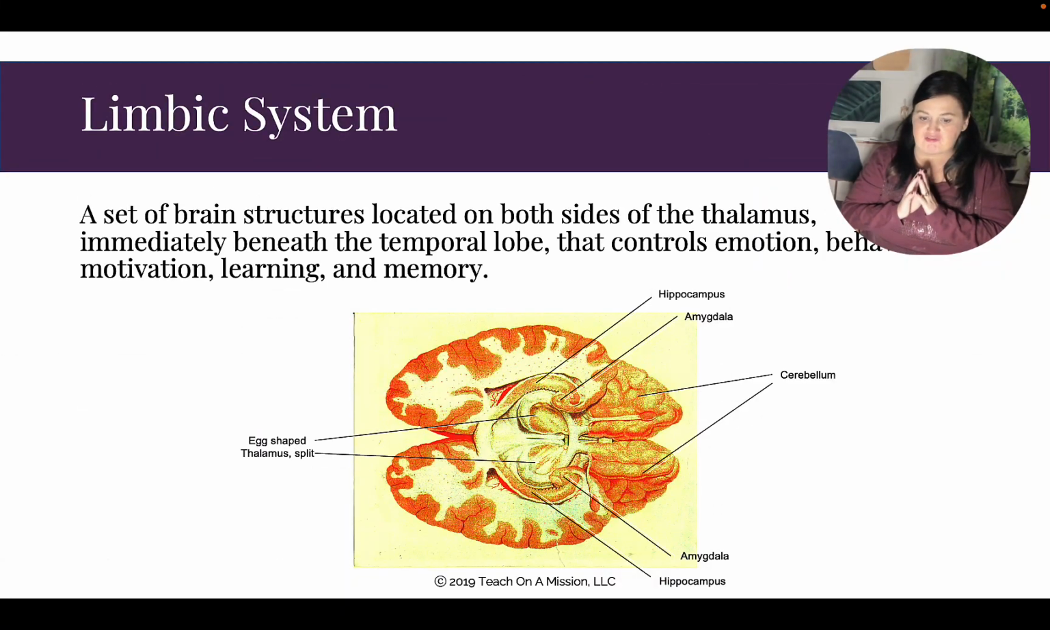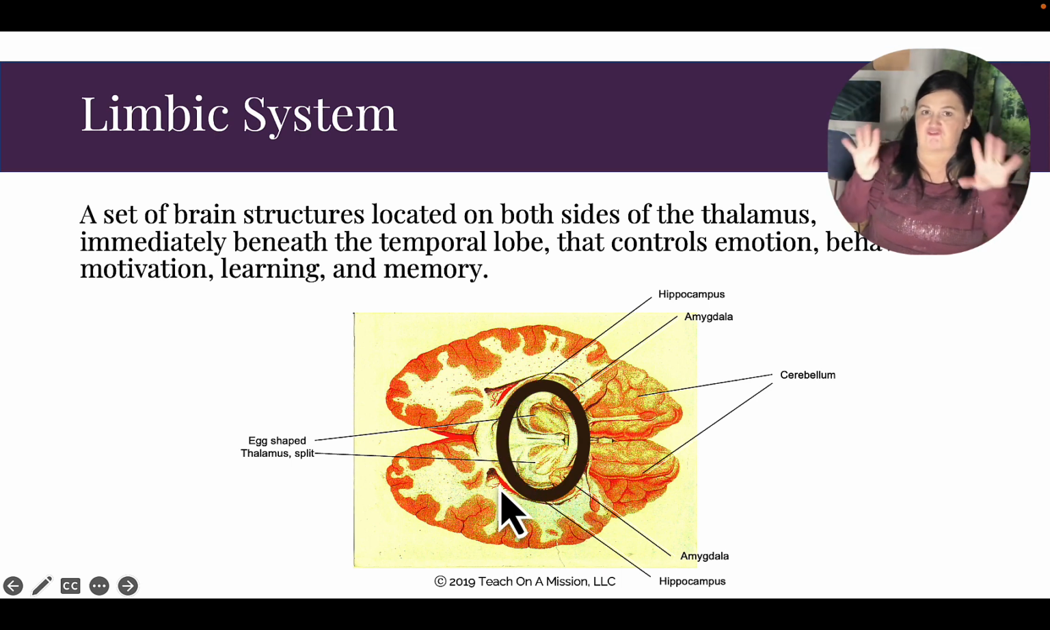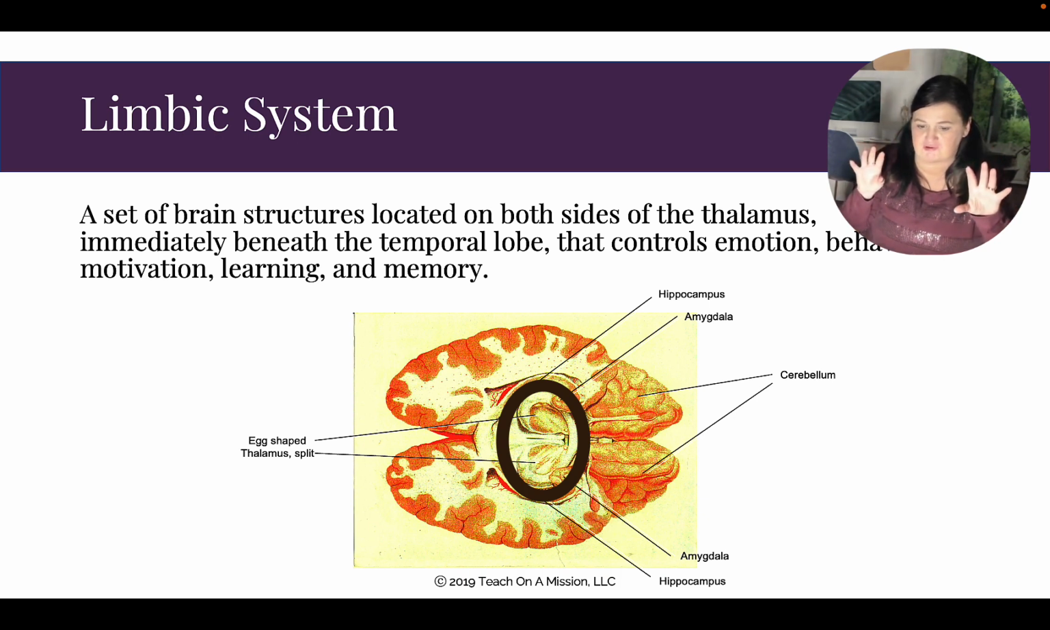Okay, the limbic system is a set of brain structures that are located on both sides of the thalamuses. Okay, so if the brain is cut open and there's two hemispheres, right? Remember, the thalamus is the egg-shaped structure, right? That goofy-looking egg-shaped structure that kind of sits on the top of your brain stem.